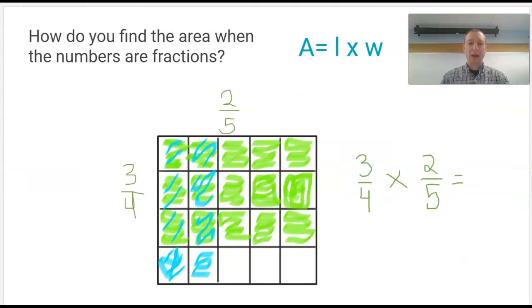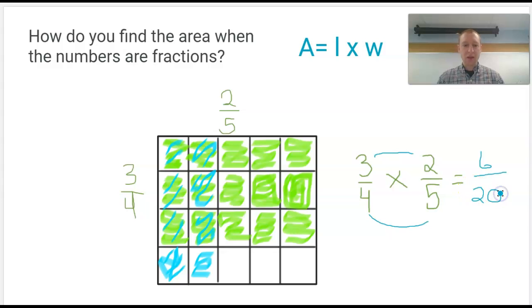What happens when we have a situation with fractions? How do you find the area when the numbers are fractions? We're going to do the same thing. Length times width, right? Or width times length, same thing. 2/5 times 3/4, 3/4 times 2/5. Now, this time we have fractions. How do we multiply fractions? Remember, we're going to multiply our numerators and then multiply our denominators. So 3 times 2 is 6, and 5 times 4 is 20.